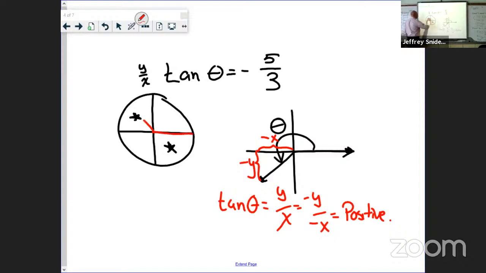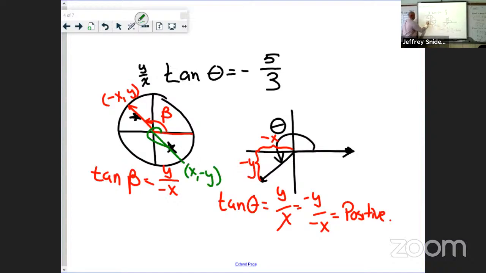If I put it here, what happens? This is where my angle is. This is a negative x and a positive y. So the tangent of this angle is what? Y over negative x. It's a negative. If I put my angle down here like this, this has a positive x and a negative y. So the tangent of alpha here is going to be what? Negative y over x. So I get negative tangent values when one of my coordinates is negative and the other one is positive.